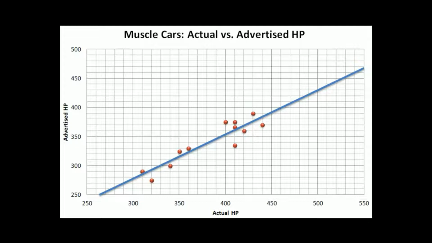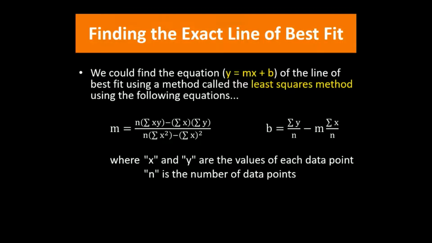So finding the line of best fit, which is our next obvious thing to do, also because the slide says so. We want to find an equation in the form of y equals mx plus b, which is our standard linear equation. And there's something you can do called the least squares method. This is actually what spreadsheets do.